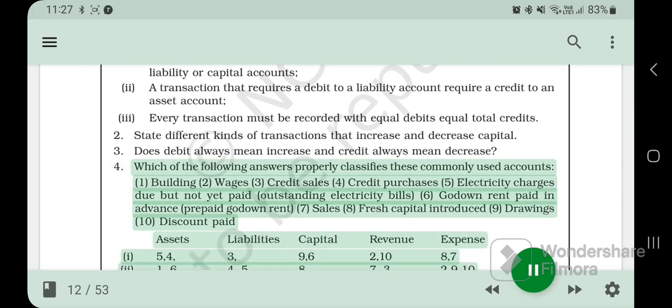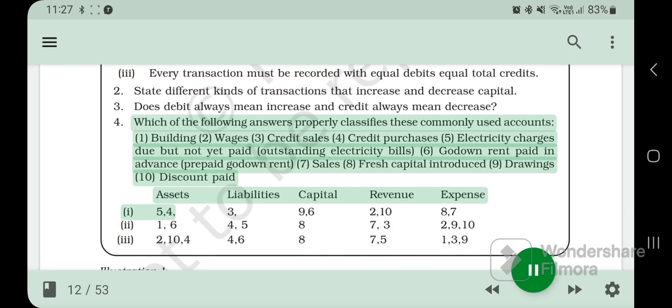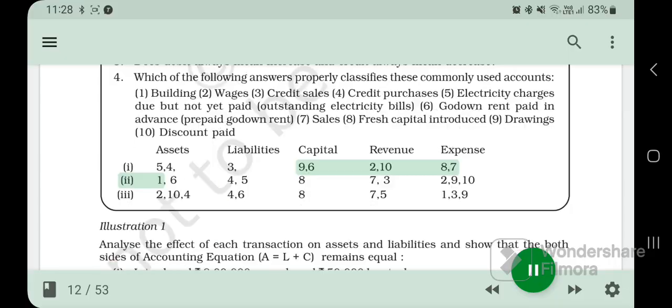4. Which of the following answers properly classifies these commonly used accounts? 1. Building. 2. Wages. 3. Credit sales. 4. Credit purchases. 5. Electricity charges due but not yet paid. Outstanding electricity bills.